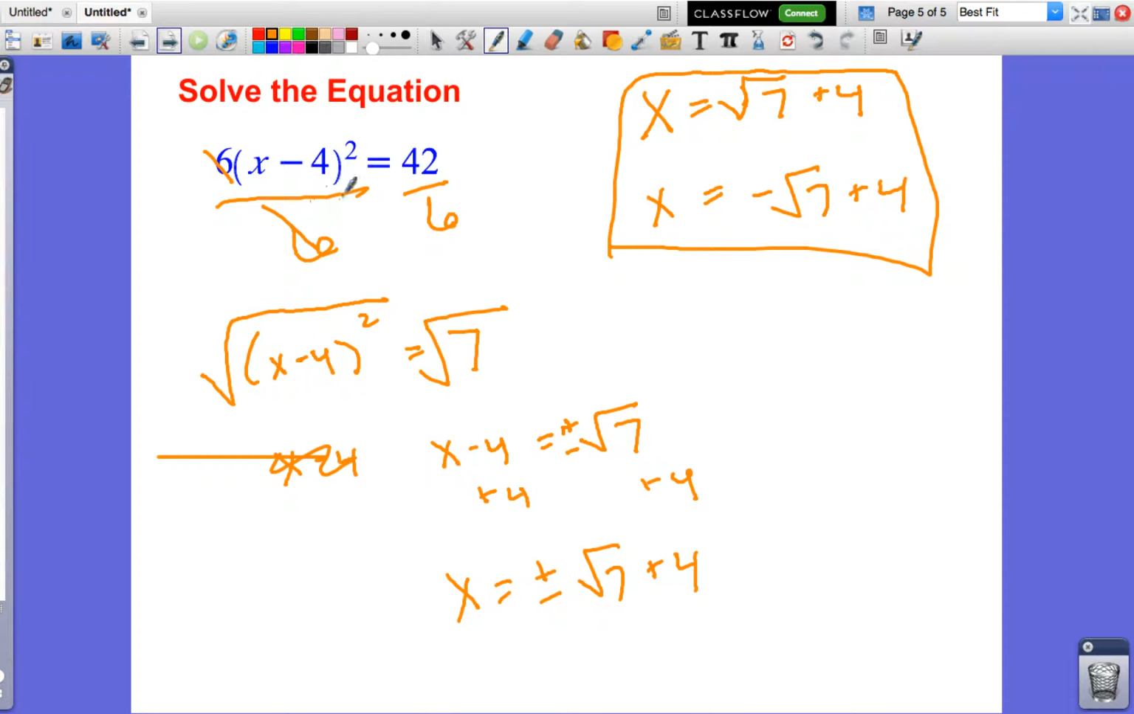Okay, so the big key for this problem, you guys, is that if you have parentheses with the exponent afterwards, it doesn't matter. You can still take the square root of both sides, and that'll cancel out that exponent.